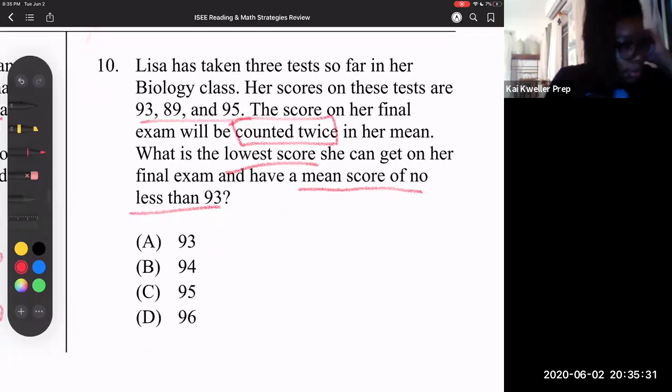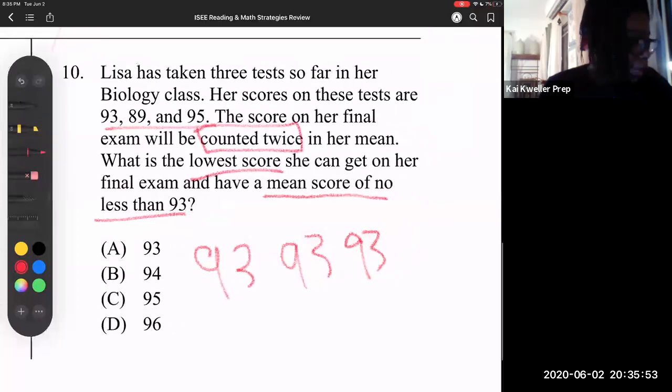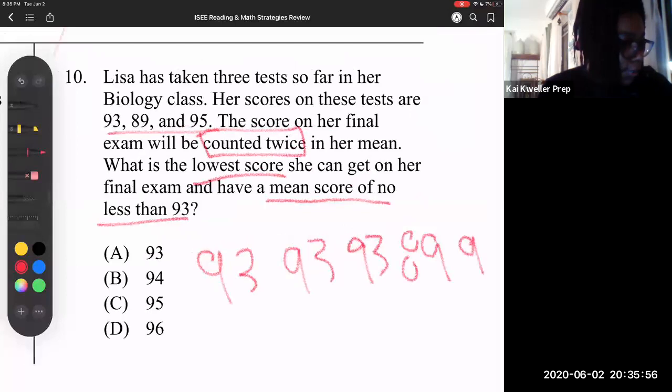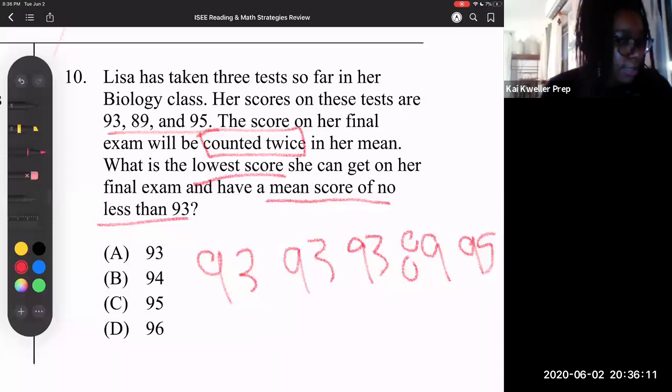Let's just start off with 93. So you have 93 twice, including her test score. So you have 93, 93, and 93 three times. And you have 89 and 95. And then you're going to add them all up, which I'm not going to wait too long. You're going to get 463. You're going to divide it by the number that are there to get the mean.